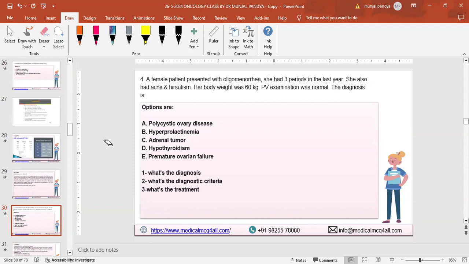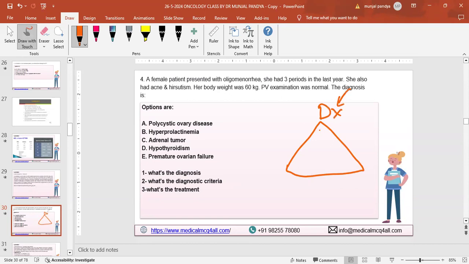She has had three periods in the last year. She also had acne and hirsutism. Her body weight was 60 kg. Per vaginal examination was normal. What is the diagnosis? These are the options: polycystic ovarian disease, hyperprolactinemia, adrenal tumor, hypothyroidism, or premature ovarian failure. Here they are asking for the diagnosis.